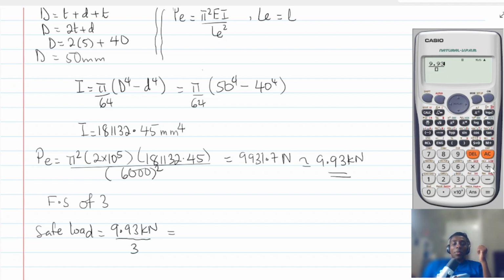So 9.93 divided by 3 is about 3.31 kilonewtons. All we are trying to say is that if I use 9.93, then technically speaking, I have multiplied 3.31 by 3. That's basically what it means.